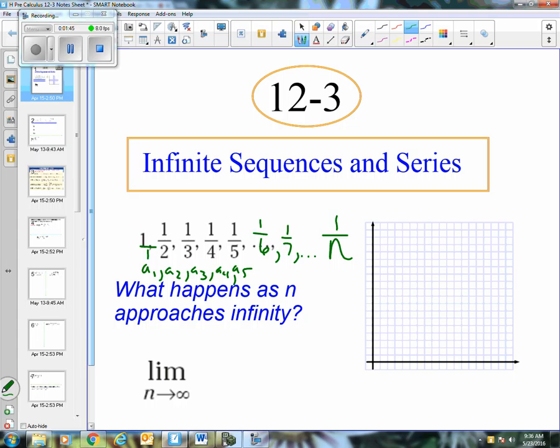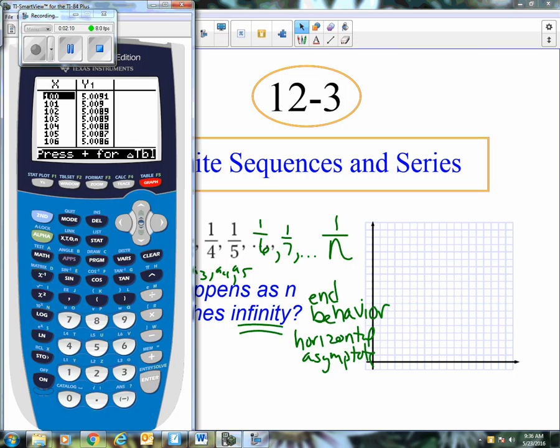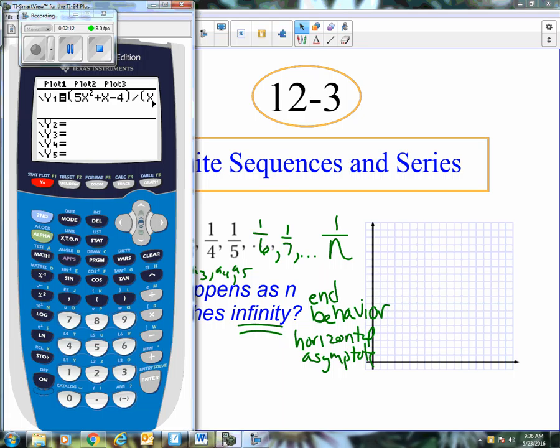Now what I want you to look at is what happens to this term as n gets really, really big, so as it approaches infinity. So this would be the equivalent of what we did earlier in the year of like end behavior, looking for those horizontal asymptotes is another thing that we talked about when we did this. I want you to think about what that would look like for this particular graph. So I want you to go ahead and go to your y equals, and graph 1 over x. I want you to see what that looks like.